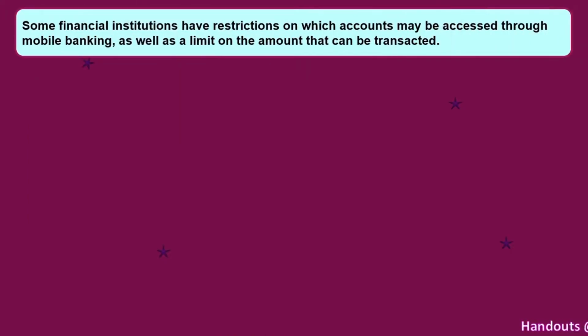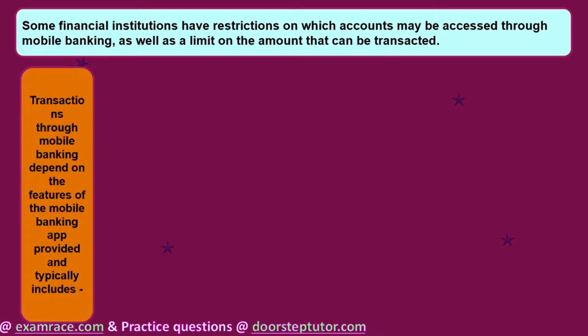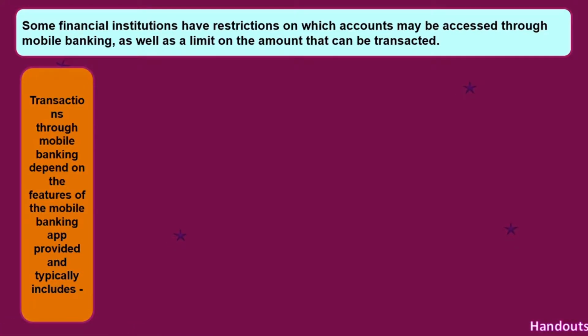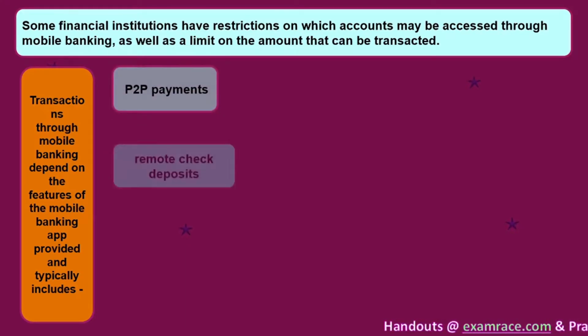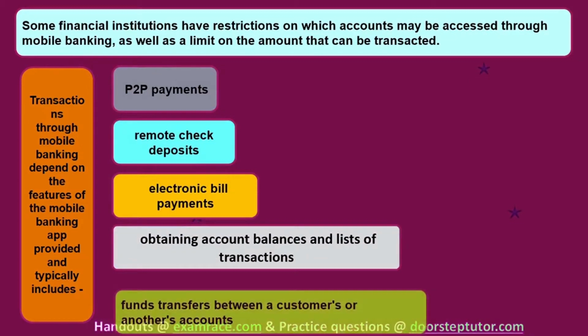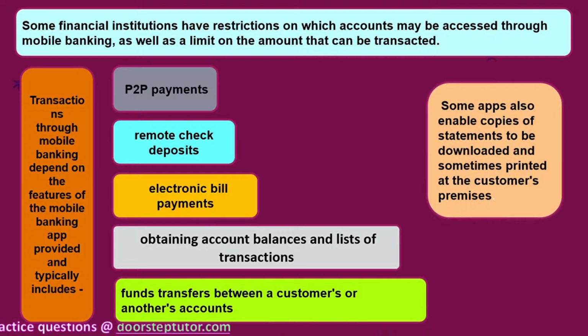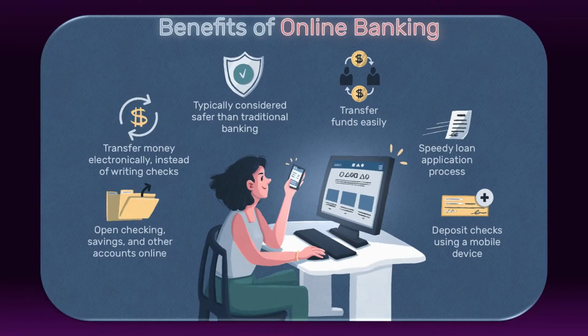Some financial institutions have restrictions as to how much amount can be accessed; there will be a limit on the amount to be transacted. It depends upon the financial institution and varies from bank to bank. So transactions through mobile banking depend on the features of the mobile banking app, and that depends on the financial institution. It provides services like person-to-person payments, remote check deposits, e-bill payments, obtaining account balances and a list of transactions, and fund transfers between a customer's own or another's account. Some apps also enable copies of statements to be downloaded so that the customer can later have a printed copy of it at their premises.